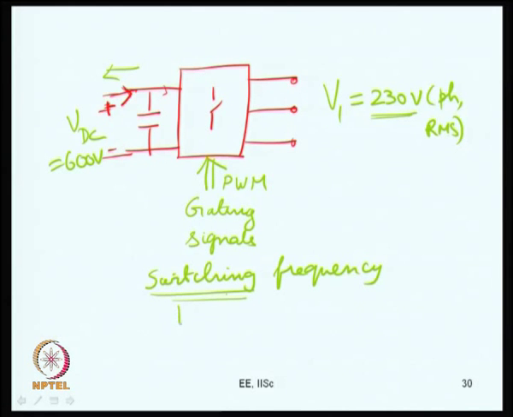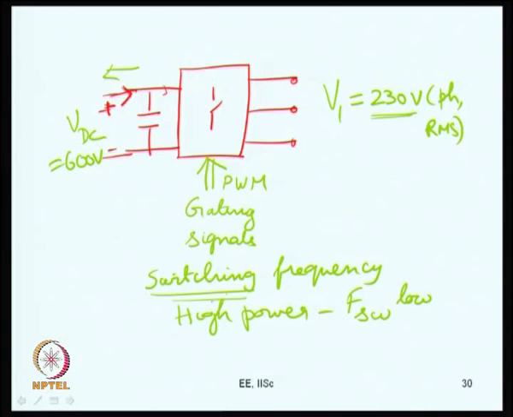So, when you talk of high power, the switching frequency, I will call this FSW, is going to be low, whereas at lower power levels it could be high. So, the switching frequency is also related to the power levels at which you are operating.